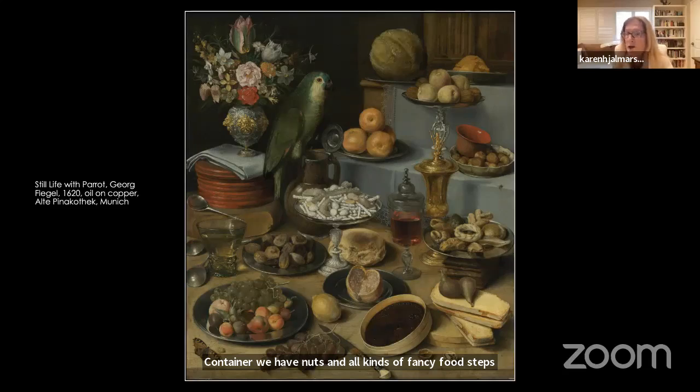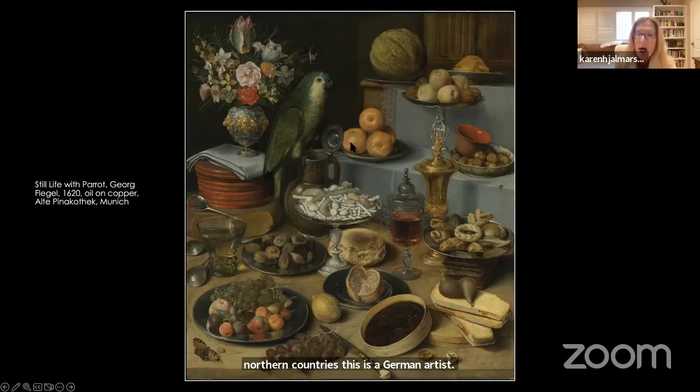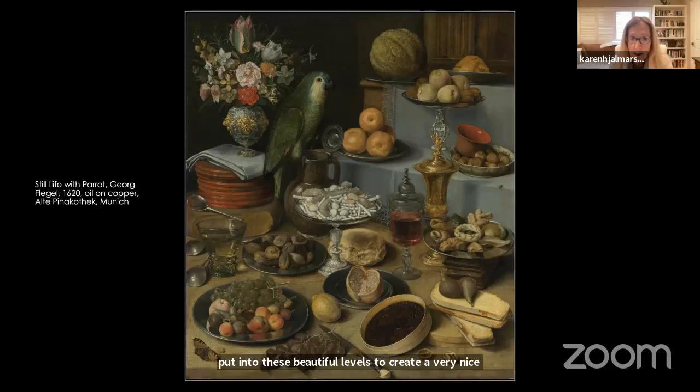This is a German artist. The grapes probably came from Spain, the citrus, again from Spain, quince and apple and melon, and it's all put into these beautiful levels to create a very nice visual display. You can even see the detail of lace on the tablecloth. His work was considered hyperreal. So that is the work of the great George Flegel.